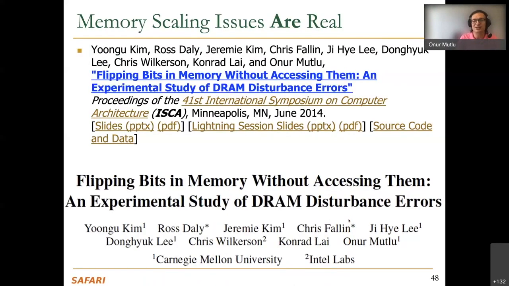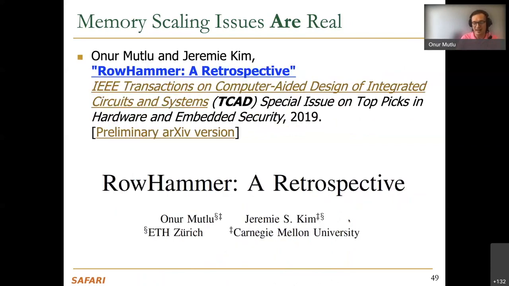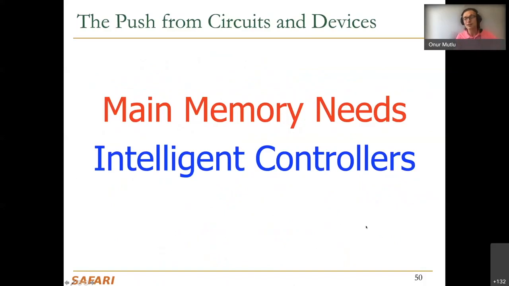And if you're interested, you can read more about it. We have written multiple papers. I'm going to flash some of these over here. But to solve this problem, we need intelligent controllers. Essentially, we want intelligent memory that doesn't have these problems and that prevents these scaling problems before they actually get exposed to the user.